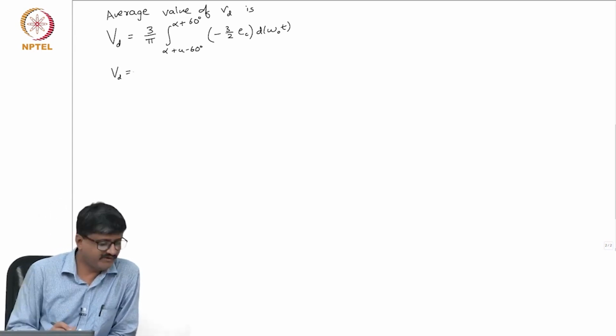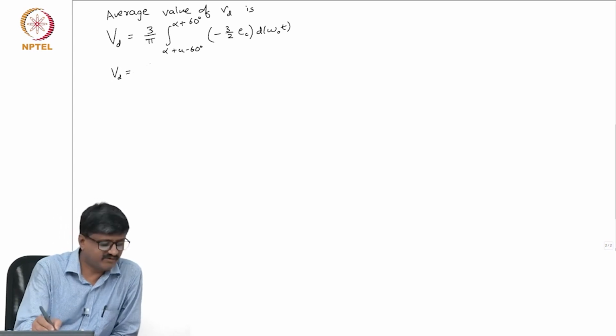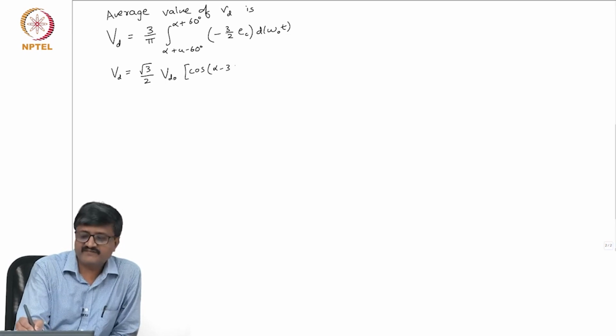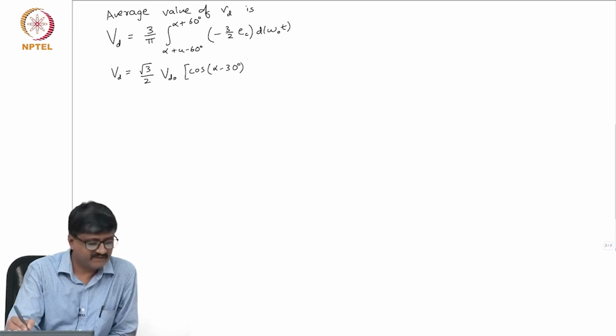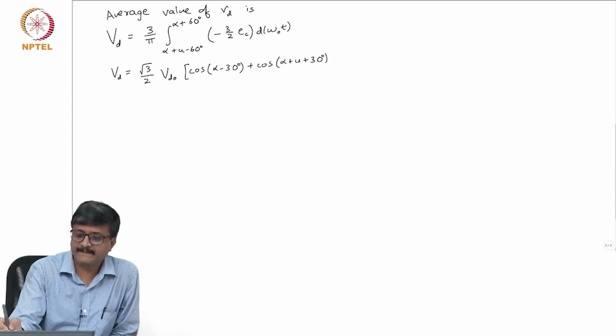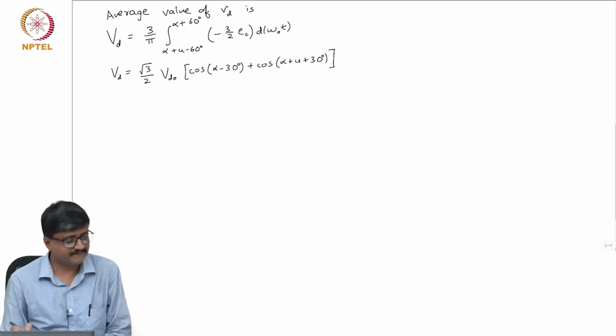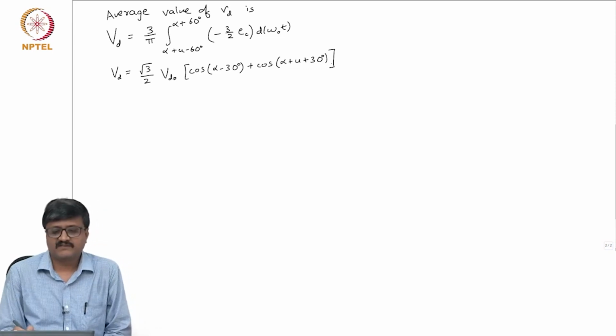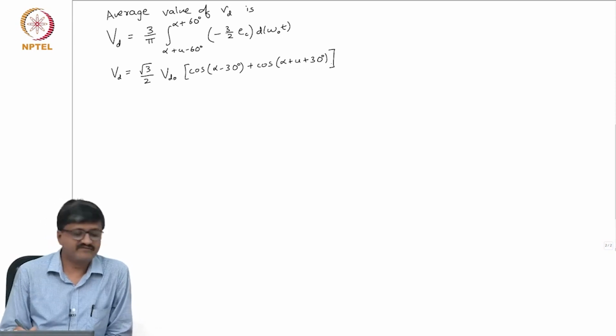I will again leave it to you to verify that this is equal to root 3 by 2 VDO cos alpha minus 30 degrees plus cos alpha plus u plus 30 degrees. So, this is the expression for VD.